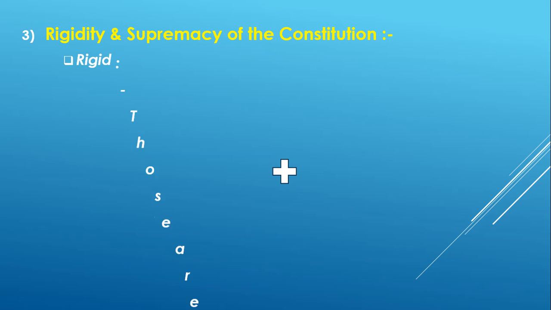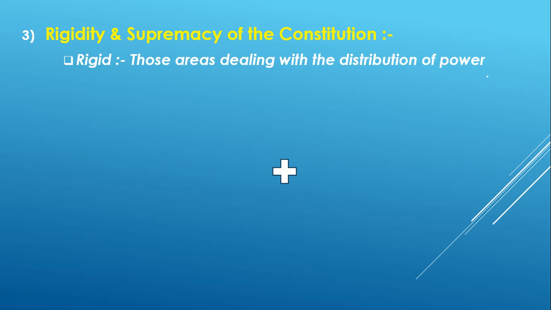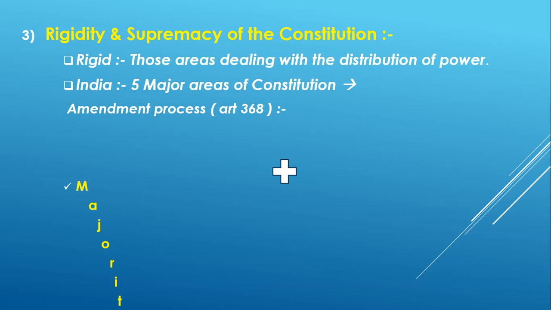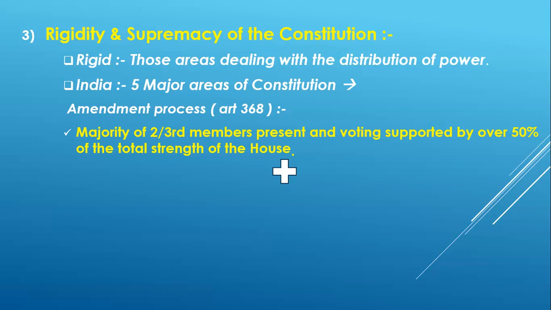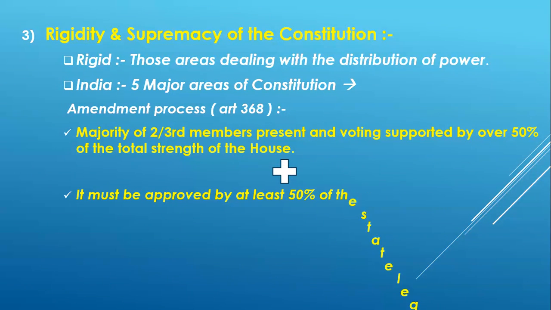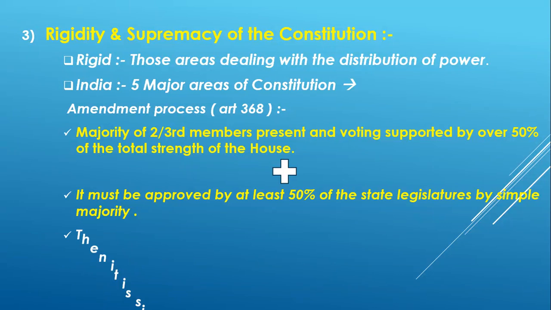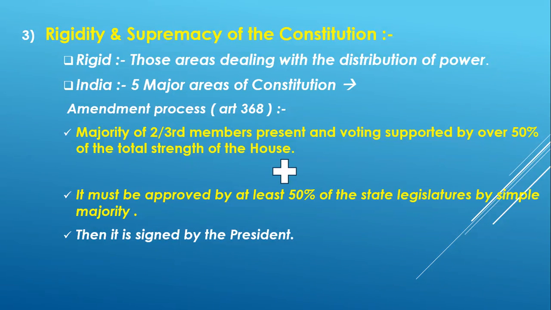Now friends, we will see the third provision. The third provision of any federal setup is rigidity and supremacy of the Constitution. So friends, the constitution of any federal country should be rigid, at least in those areas dealing with the distribution of power.